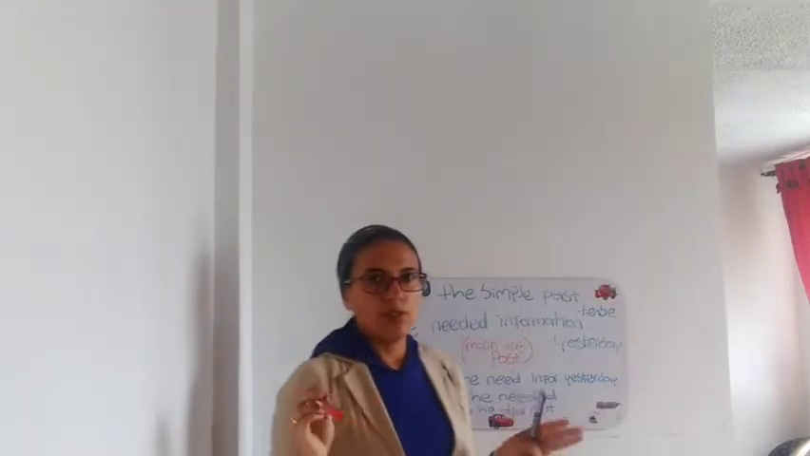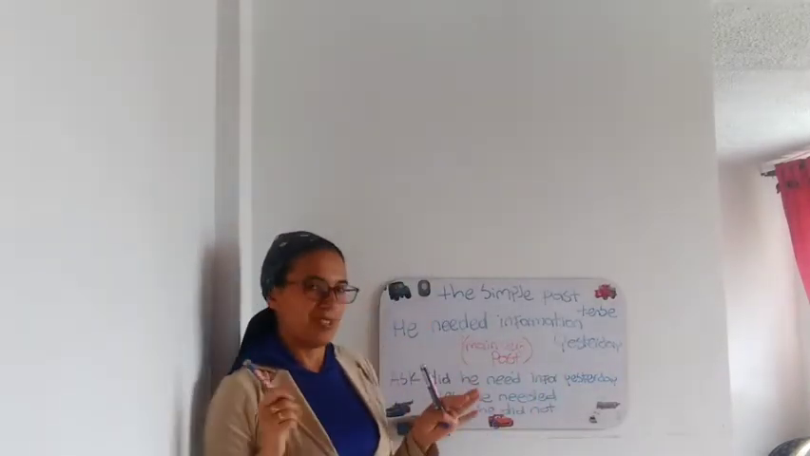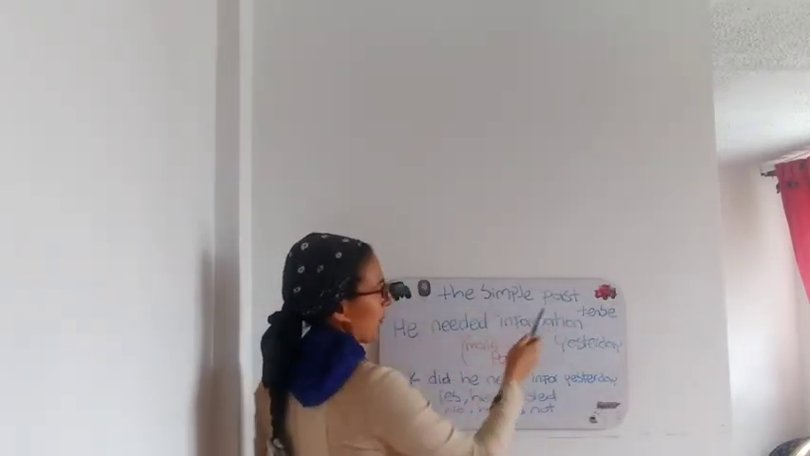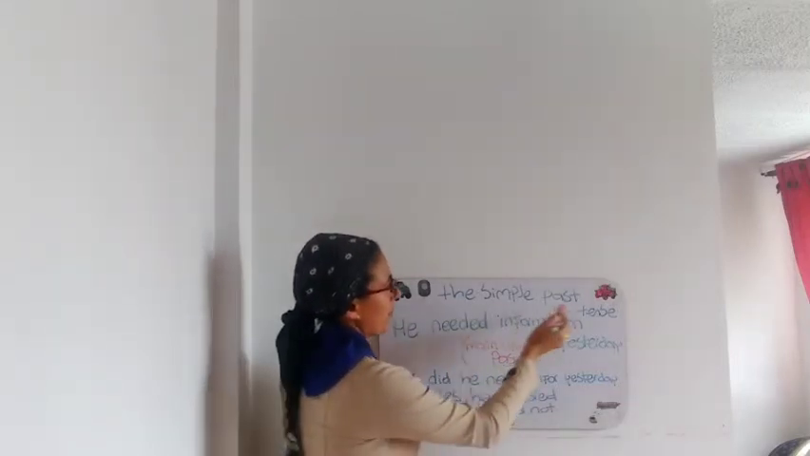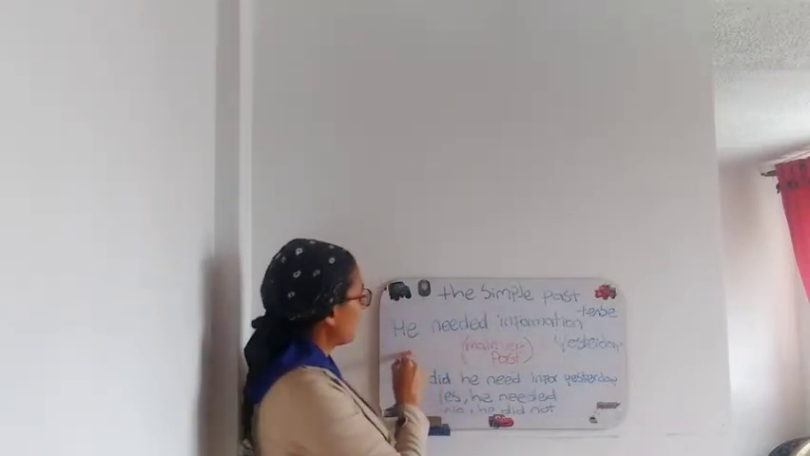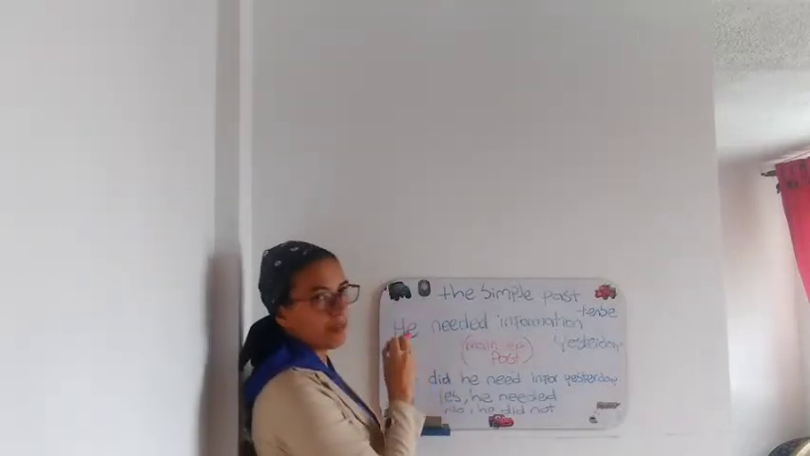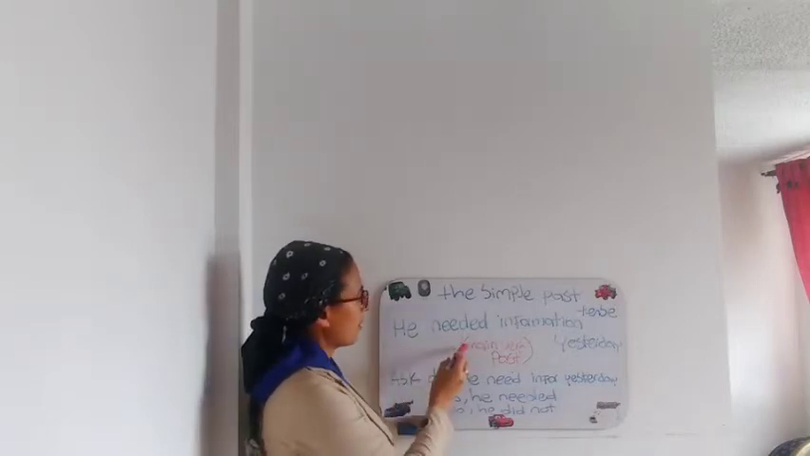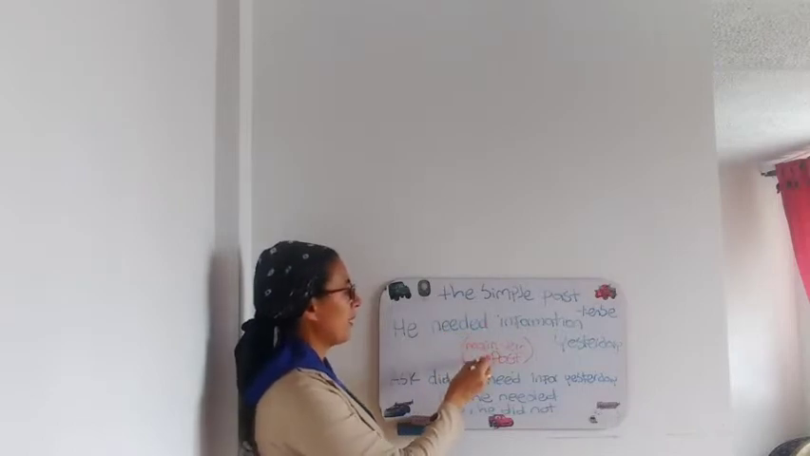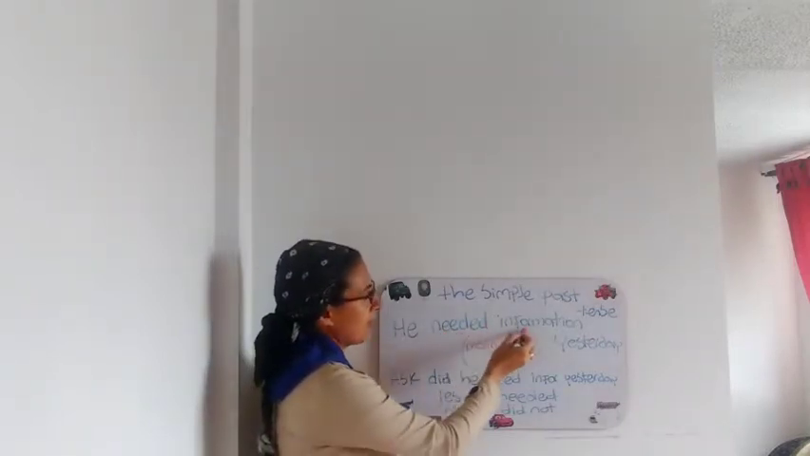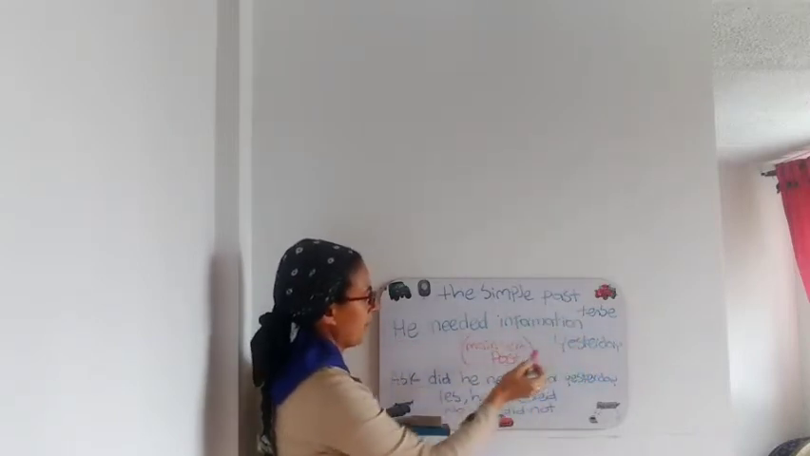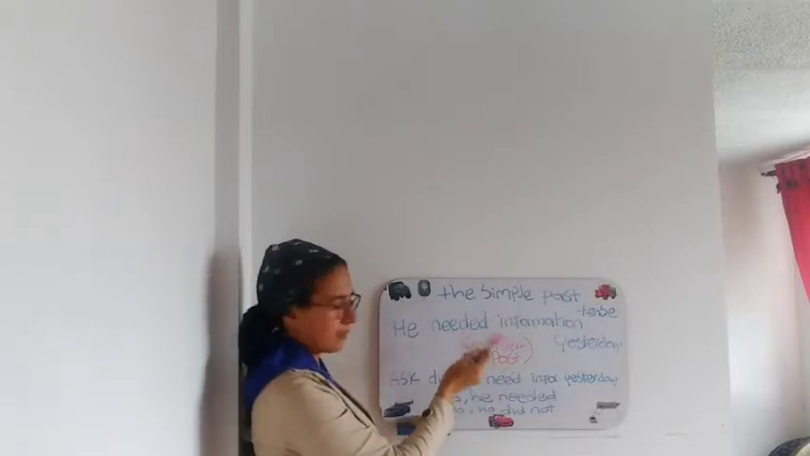For the second conditional, it is very important to remember the simple past tense. The affirmative sentence is subject, main verb in past, and complement. In the negative, the auxiliary is in past, and the main verb in base form. Example: he needed information yesterday. Main verb in past, needed.